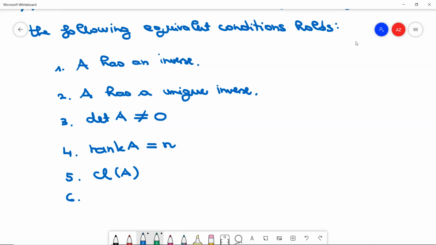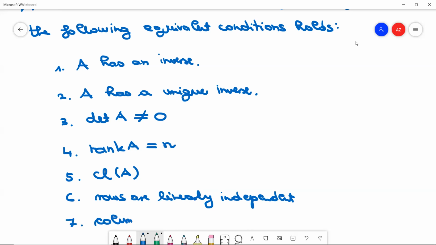Nate says that for squares, the rows and columns are linearly independent. That's true. Rows are linearly independent, which is equivalent also to the fact that columns are linearly independent.